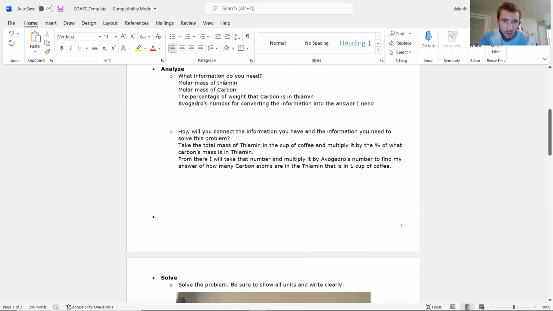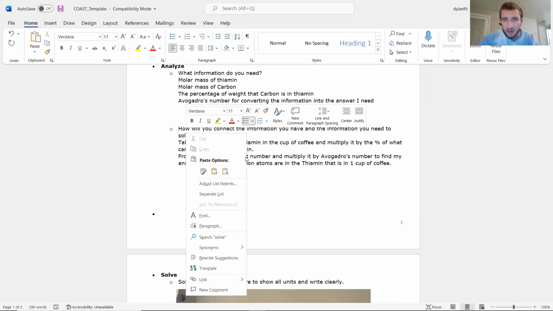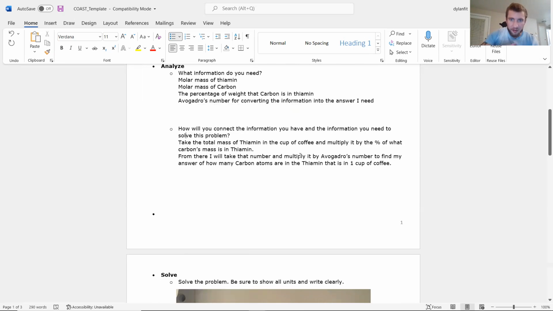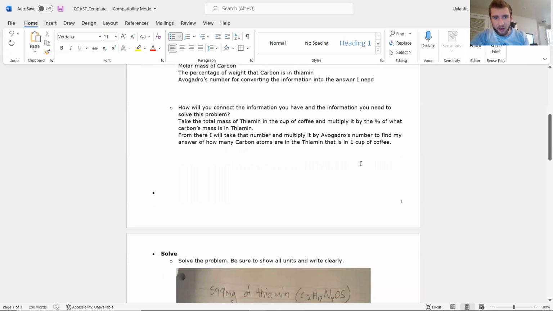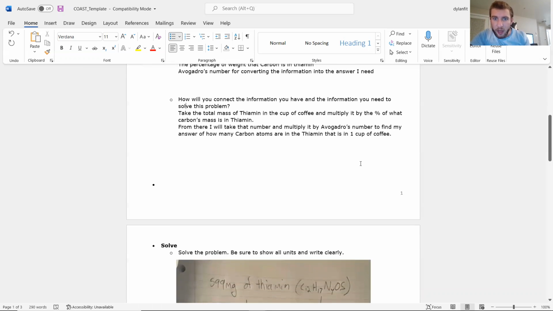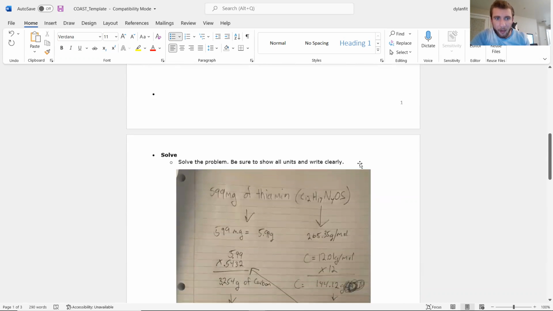Let's see. So how will we connect the information? You need to solve this problem. Like I was just saying, we're going to take the total mass of thiamine in said cup, multiply it by the percentage of what carbon's mass is in that thiamine. And then from there, we're going to take that number and multiply it by Avogadro's number to find my answer of how many carbon atoms are in that thiamine cup.